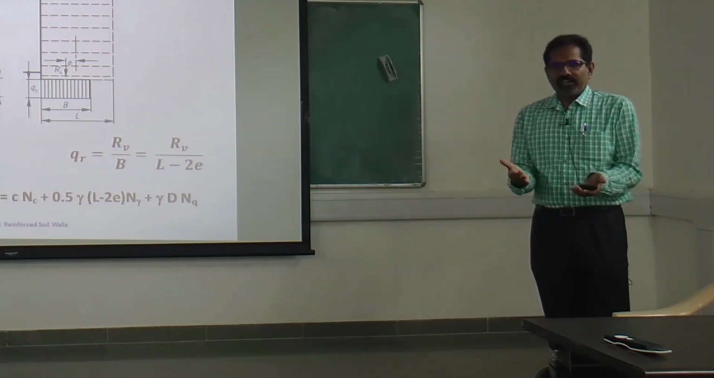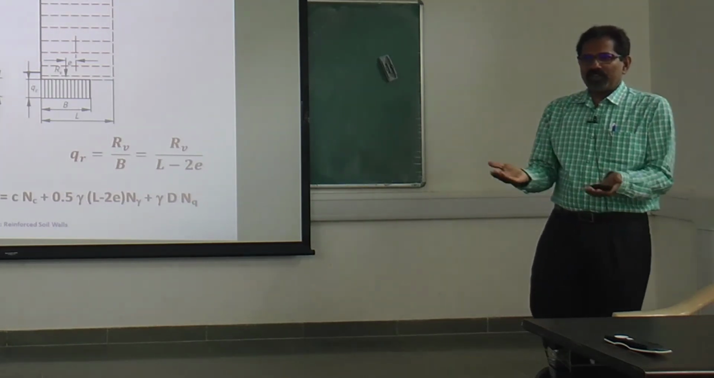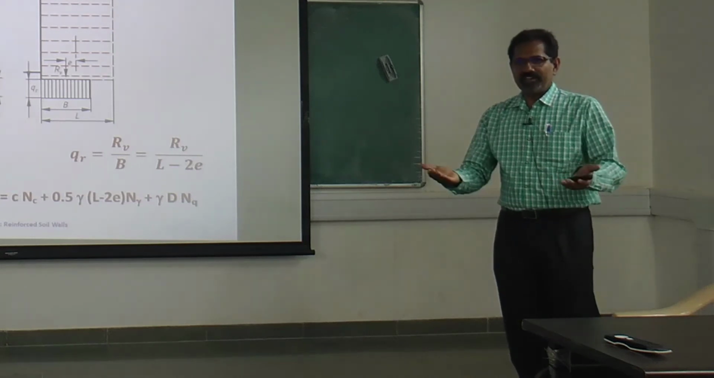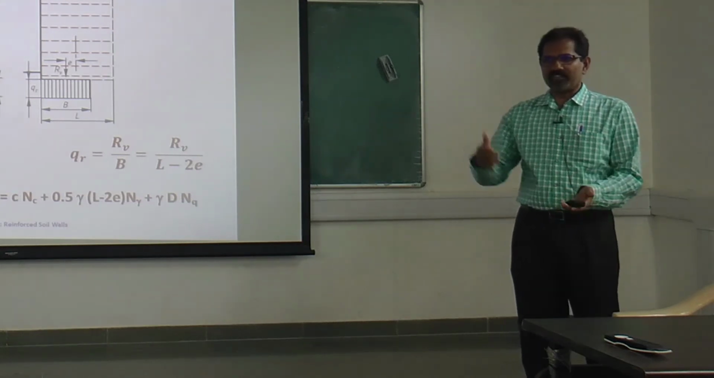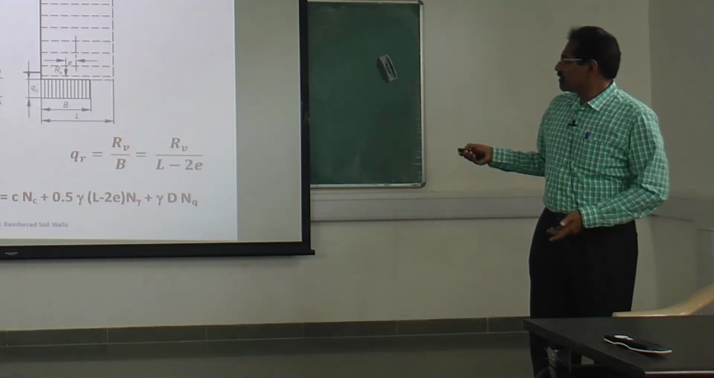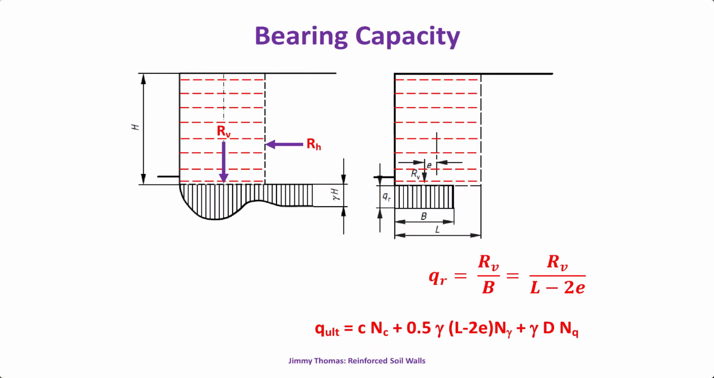Like a normal footing, if it is a column with a footing, what do we do? We provide a larger footing, increase the area of the footing, and then the bearing pressure comes down. But here we cannot do that, because if we increase the length of the footing, what happens? Our load also increases. So at best, however much we increase the length, this much bearing pressure will remain, the gamma h.